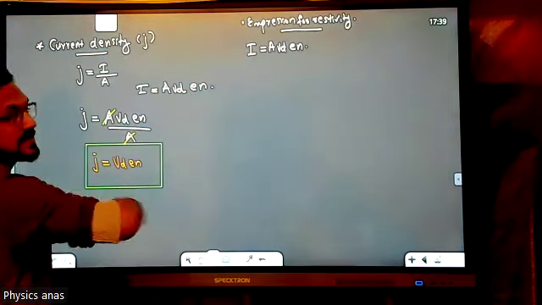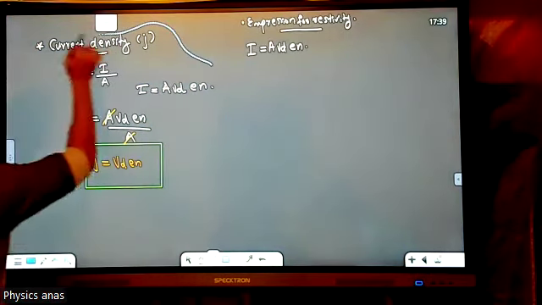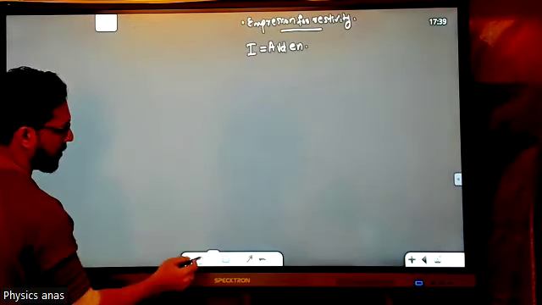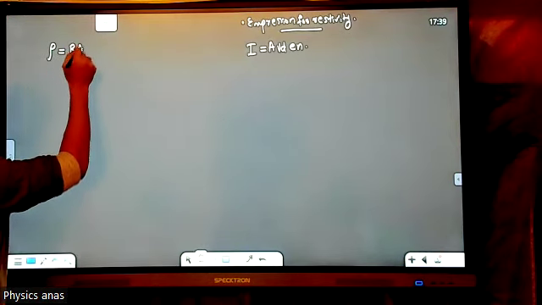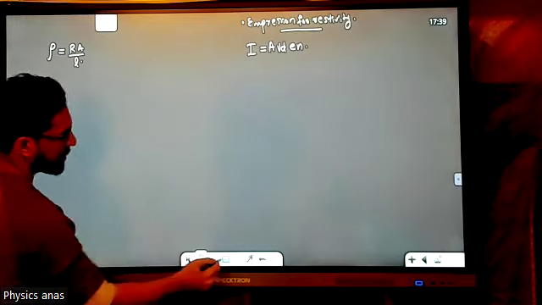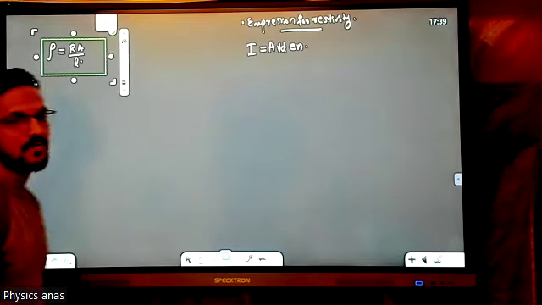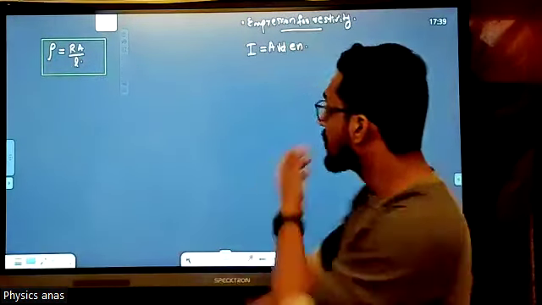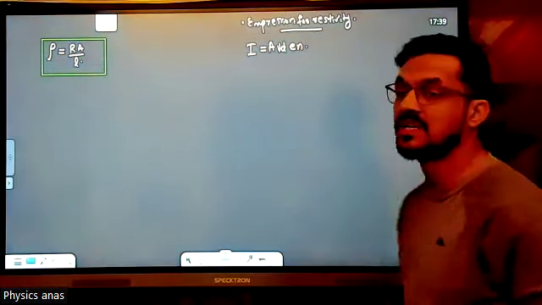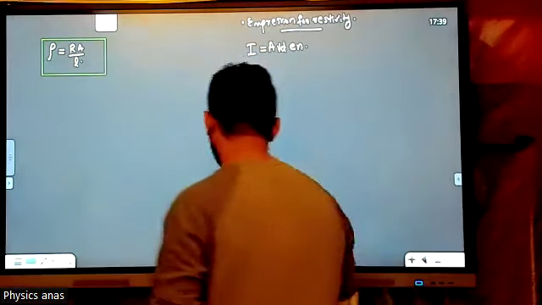What is the equation for resistivity we already have? Rho is equal to RA by L. That's the equation we have, right? This is in the form of resistance, area, and length. Now we need this equation for resistivity in terms of drift velocity. How can we do that?